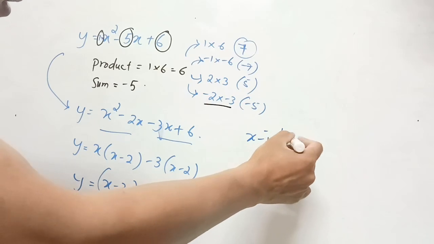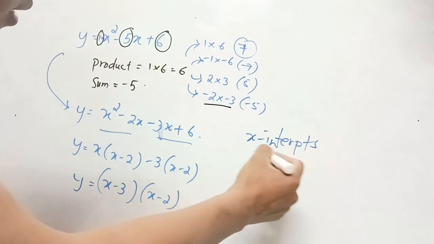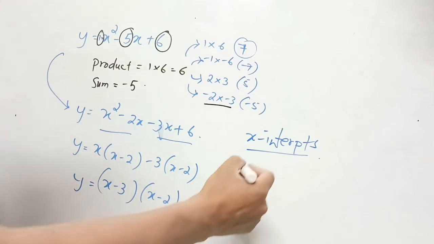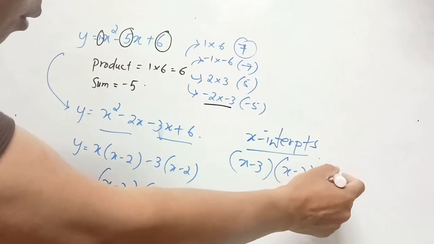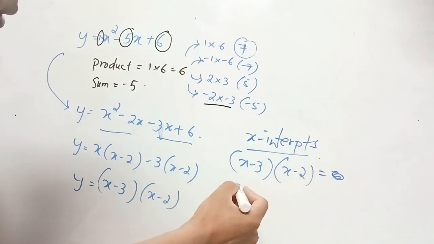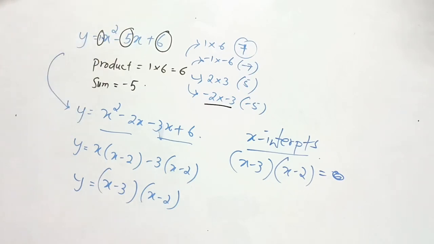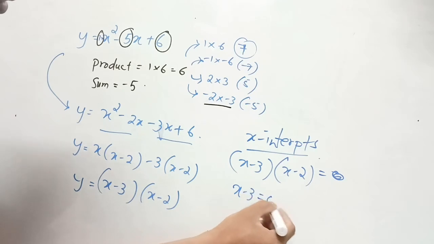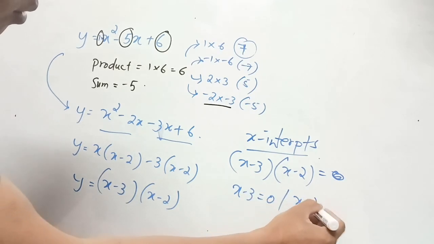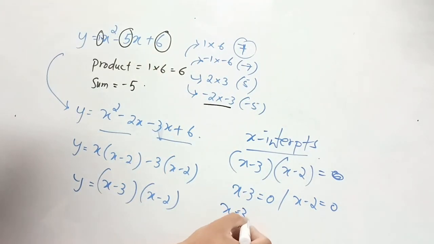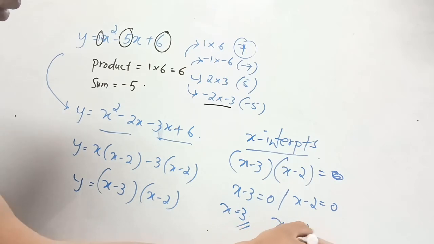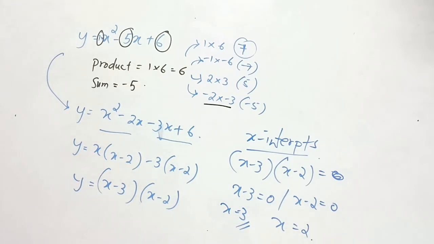Now if you want to find the x-intercepts, or the solutions of the given function, you simply need to put x minus 3 and x minus 2 equal to 0. The reason why we put y equal to 0 is because we know that x-intercepts are points at which your y coordinate will be equal to 0. So you simply need to set x minus 3 equal to 0 and x minus 2 equal to 0. You'll get x equals 3 and x equals 2 as your solutions for the given quadratic function.